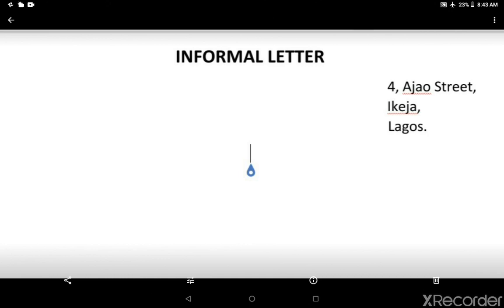But I'm also used to this one because this is a general class now. You can have your number 4, comma, Ajao Street, comma, the first line, every line you put comma until you get to the last location, either your state or your country. So 4, comma, Ajao Street. Please mind you, look at A of Ajao now is in capital letter. So it means every initial letter in your address should be written in capital letter.